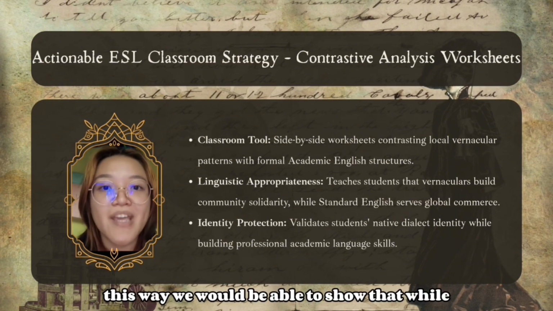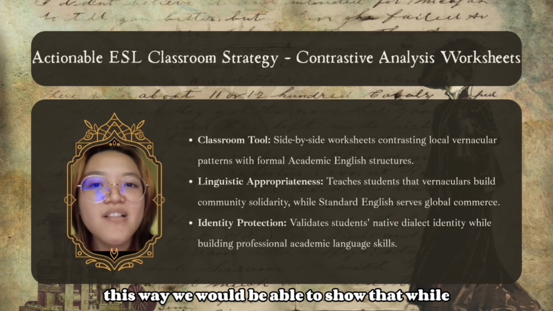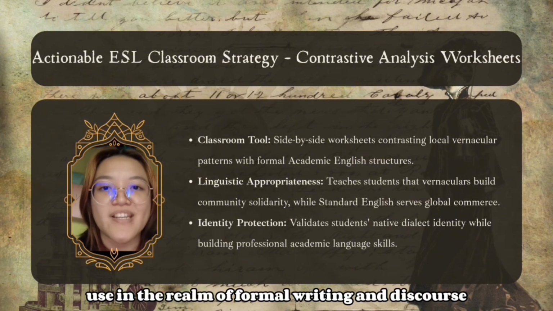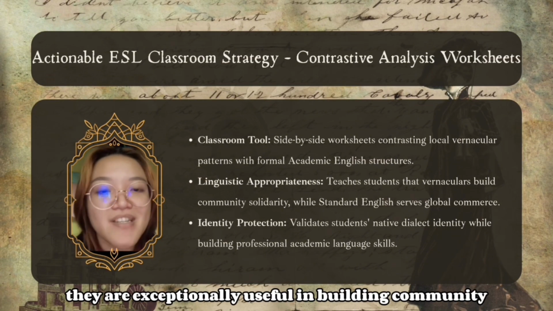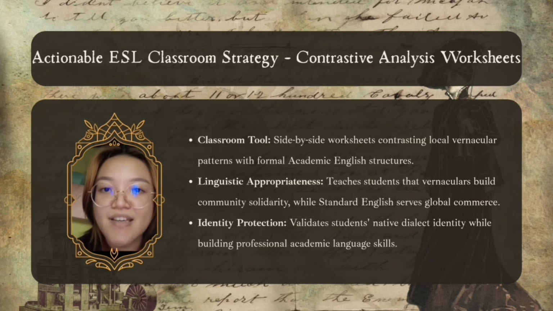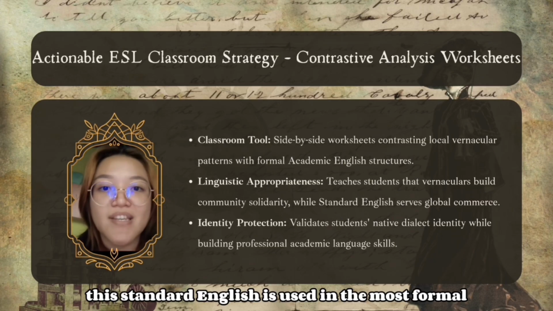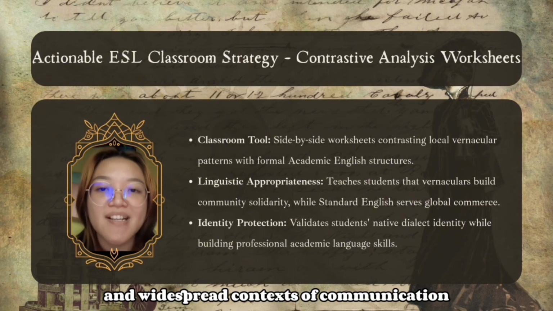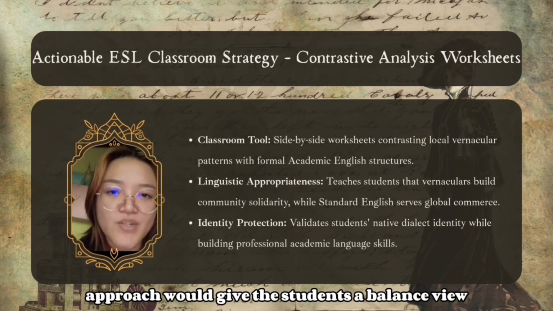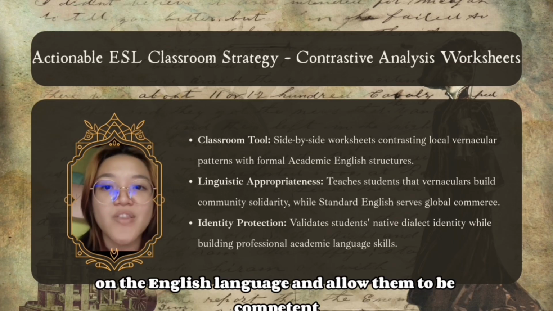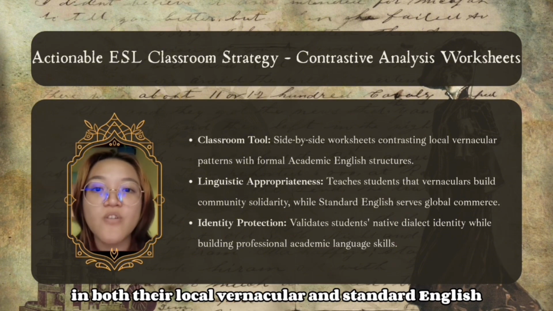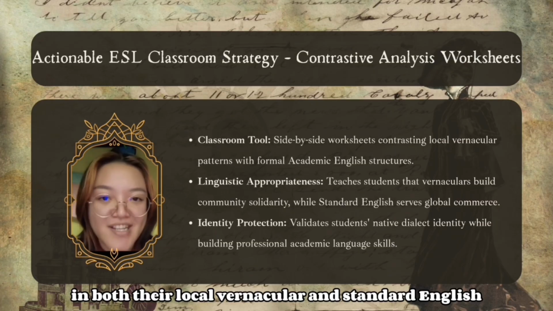This way, we would be able to show that while the local varieties of English may have little use in the realm of formal writing and discourse, they are exceptionally useful in building community and social bonding. Conversely, standard English is used in the most formal and widespread contexts of communication, such as business English. This reflective approach would give the students a balanced view on the English language and allow them to be competent in both their local vernacular and the standard English.